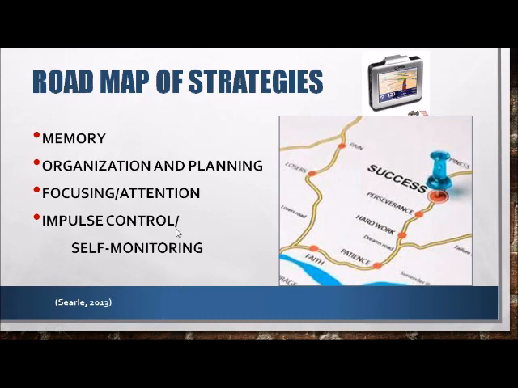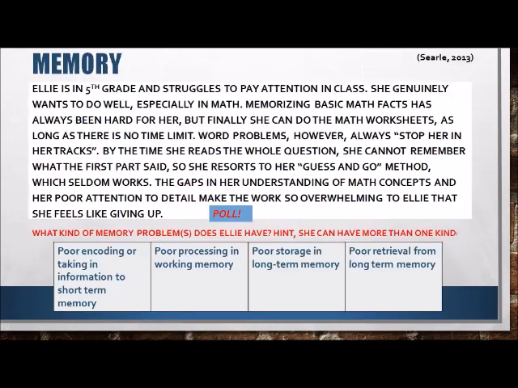And the four big areas, as I mentioned earlier, are these: memory, organization and planning, focusing attention, and impulse control and self-monitoring. So they kind of go together there. So we think of the GPS thing. Okay, so now here's a student with memory issues.